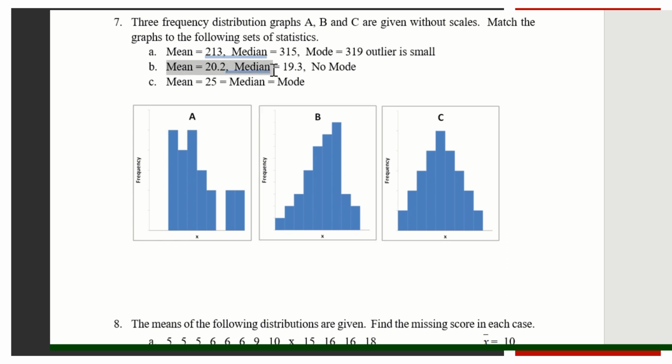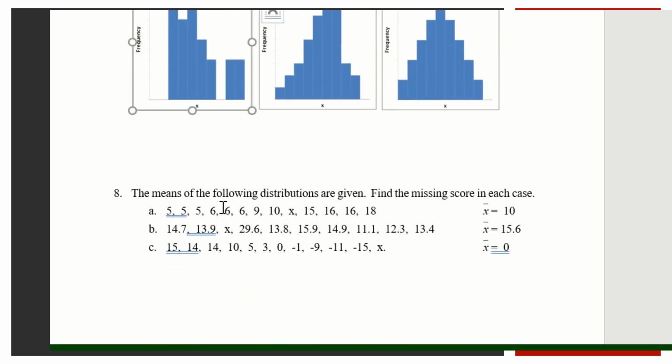And part B, the mean is bigger than the median. Here my outlier is big. So this is for part A. Alright, so use the same knowledge I taught you earlier. Shouldn't be a problem. Number 8.